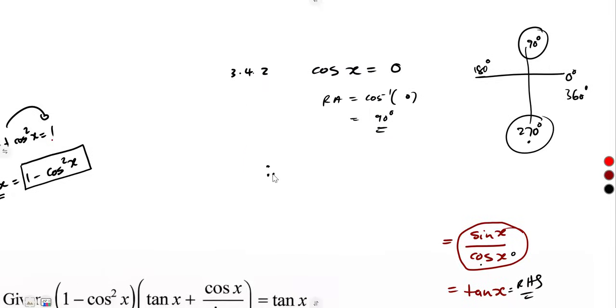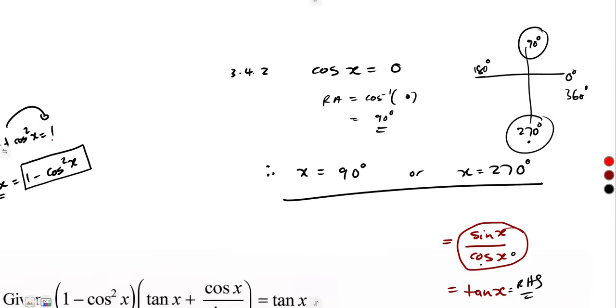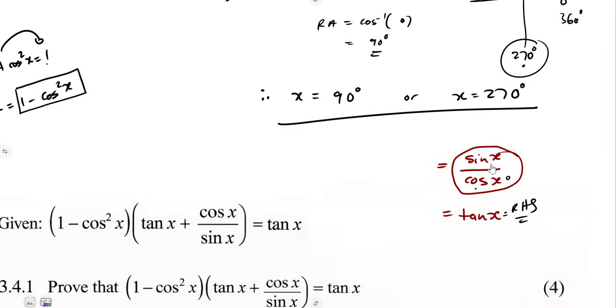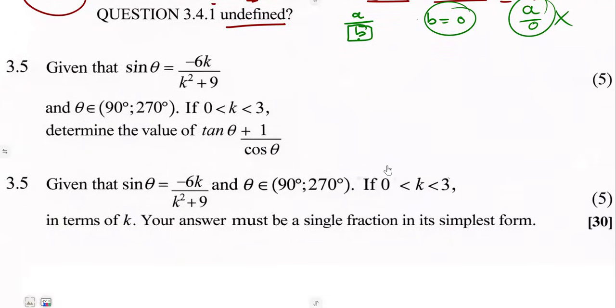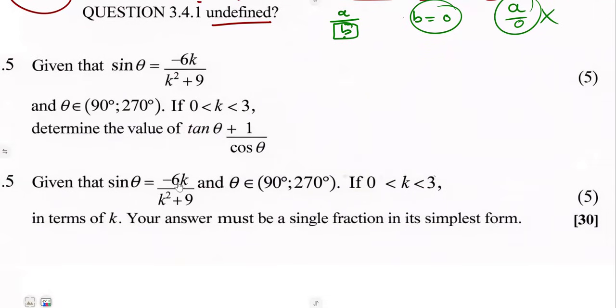So therefore, from 0 to 360 degrees, our x is supposed to be 90 degrees or 270 degrees. That's where this is going to be undefined. The denominator is the one that you work with. It must be equal to 0. Now moving on to 3.5, and it was just a continuation.